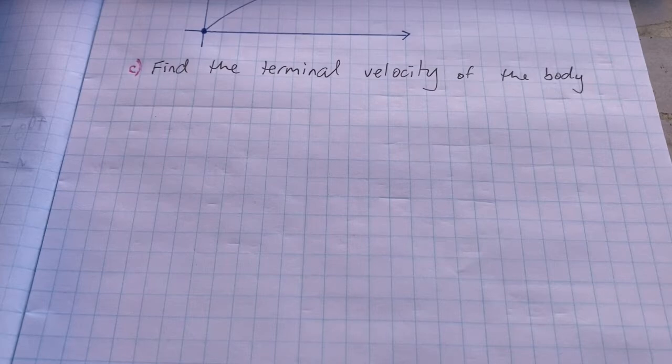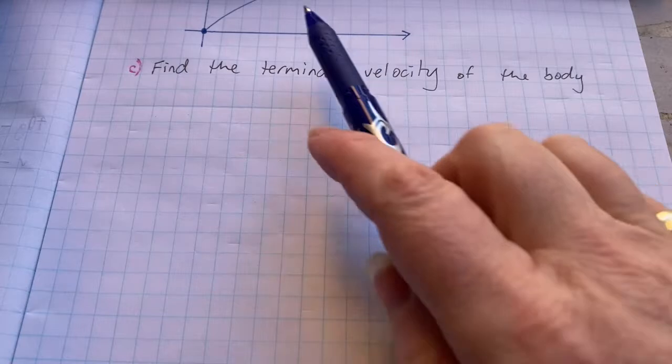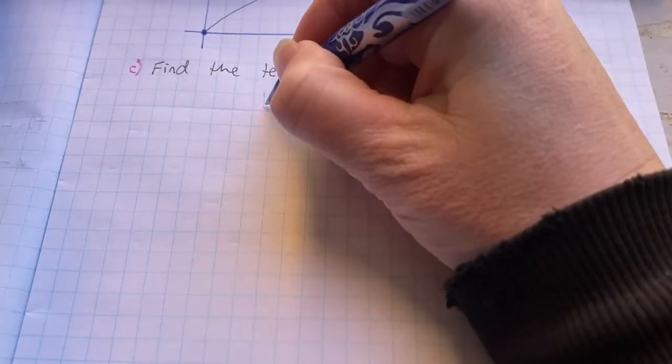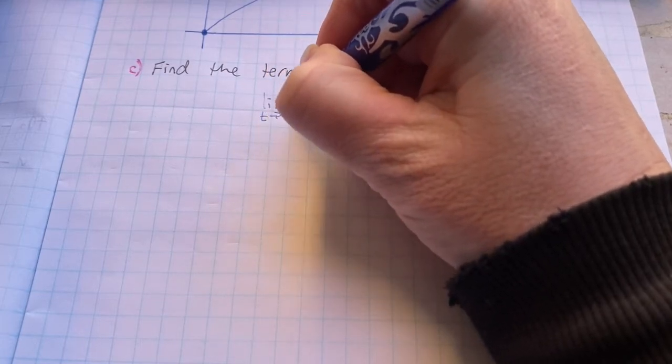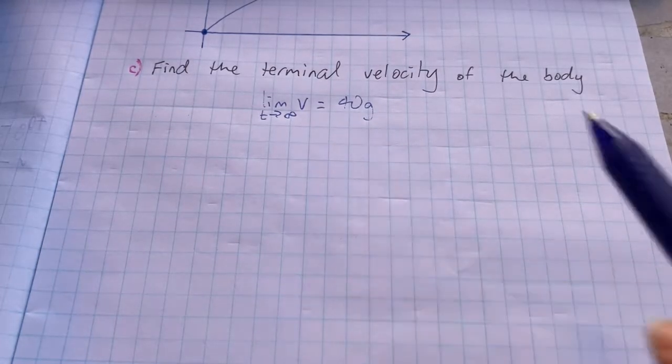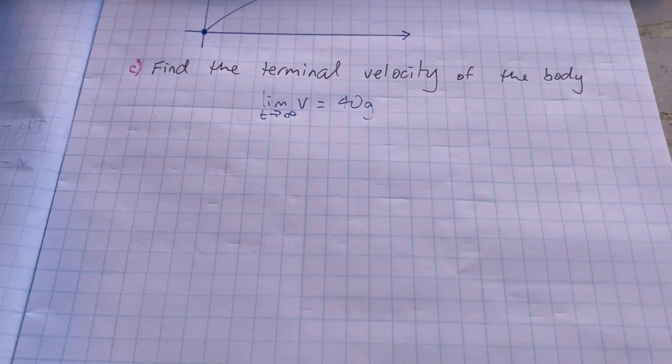Now we've actually already done that. What you can imagine is this thing is falling and it's getting faster and faster because of gravity, but at the same time, the air resistance is slowing it down. And there's actually a limit to how fast it can get. So what is the maximum this can actually be? We just saw that the limit as t goes to infinity of the velocity is equal to 40g. So you're just saying what happens as time goes on to that velocity. So the terminal velocity is 40g.